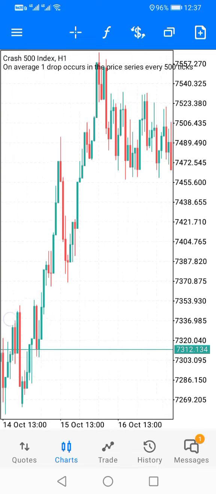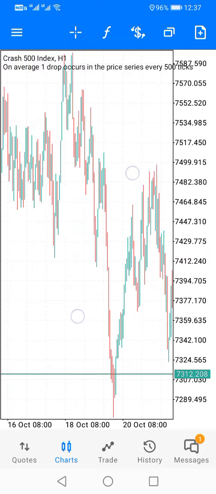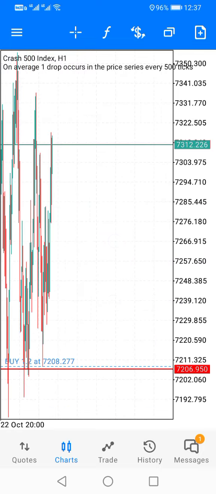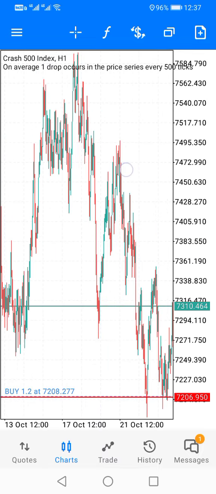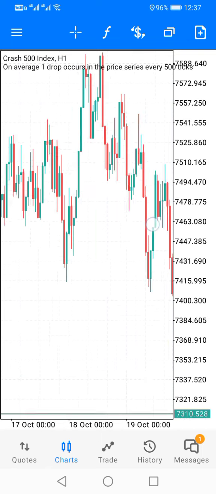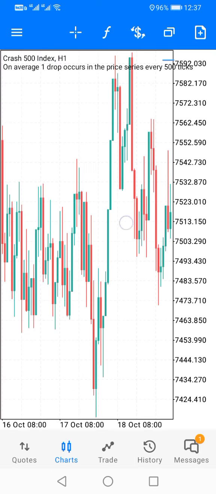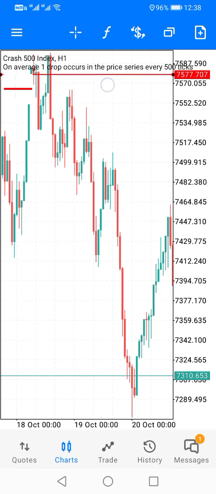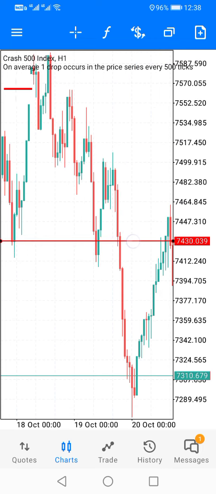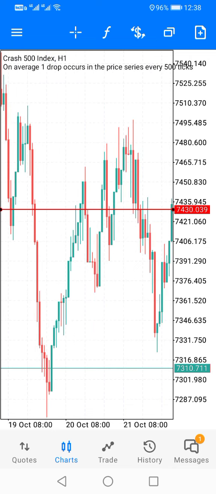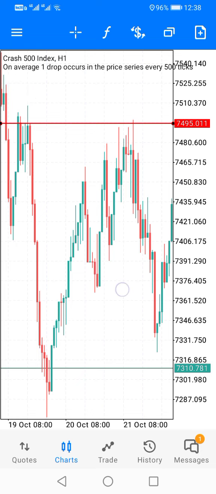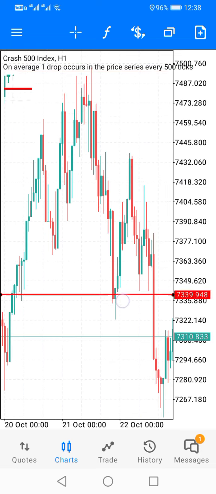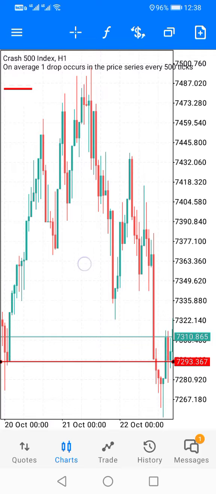I'll start my analysis from the top. This is my zone, my highest zone. I'm going to mark it right now. You can see the market came to this spot, broke structure, and then came to retest this zone. Then it sold all the way down, and then it broke this structure again.